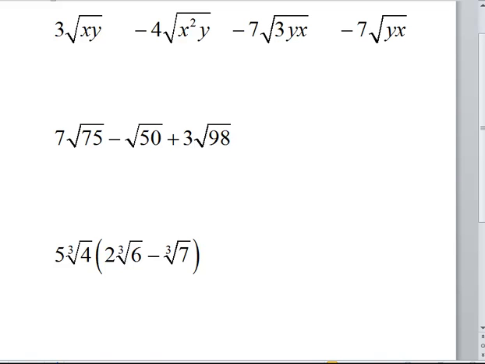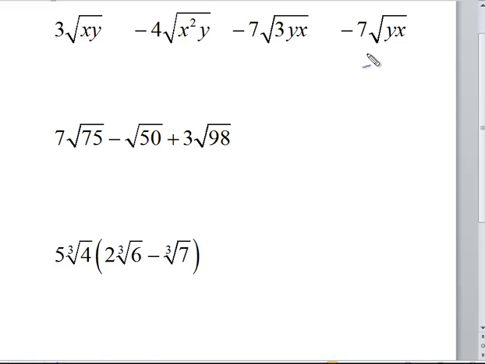Okay, so you were supposed to have done page 73, and just for a reminder, the coefficient for this radical would be 3, this radical would be -4, -7 here, and -7 here as well. It's just the number in front of the radical sign.